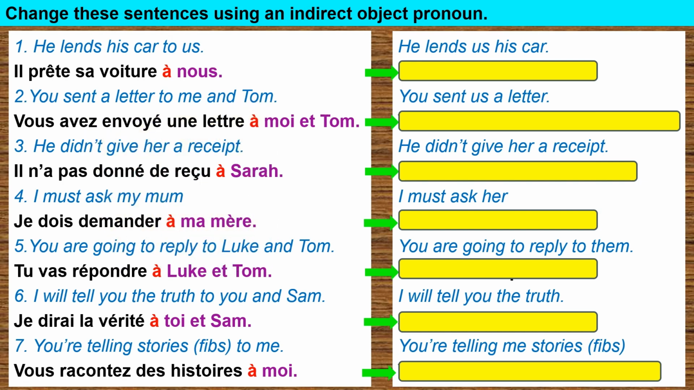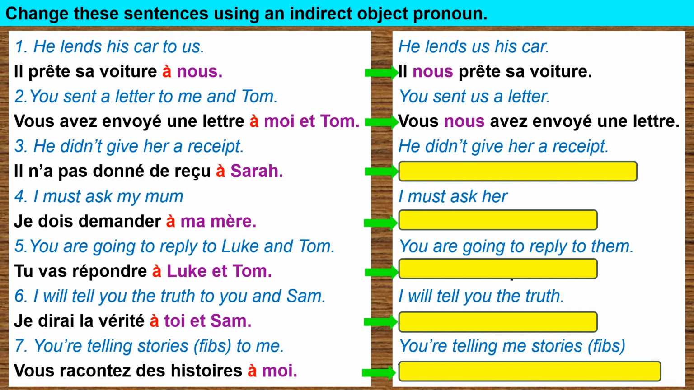He lends his car to us. We have à nous as an indirect object. Therefore, in the sentence with the pronoun, we're going to have il nous prête sa voiture. Vous avez envoyé une lettre à moi et Tom. To me and Tom. To us. Vous nous avez envoyé une lettre. With nous before the auxiliary verb, because this is a sentence in the perfect tense.